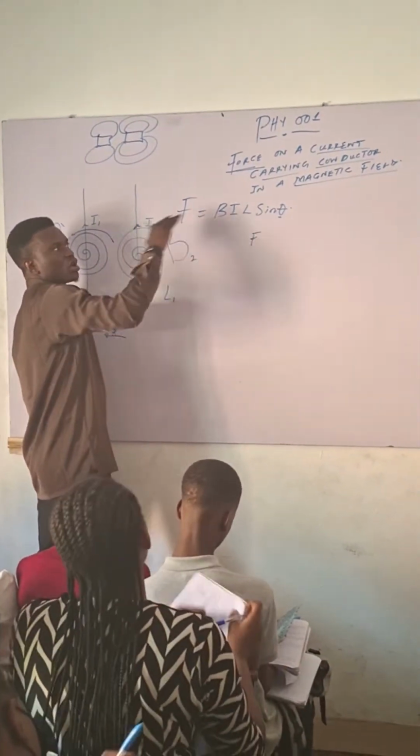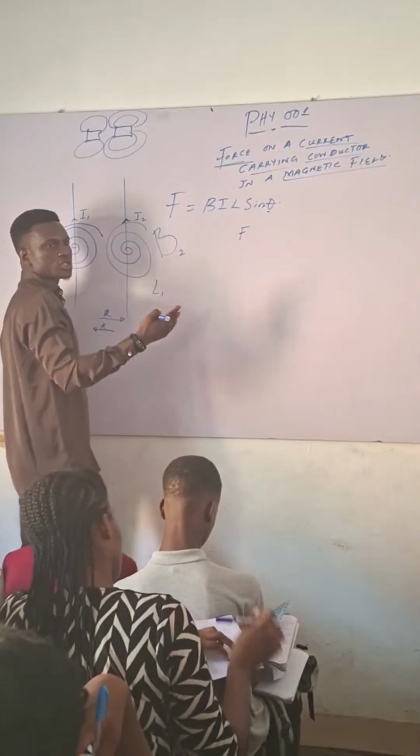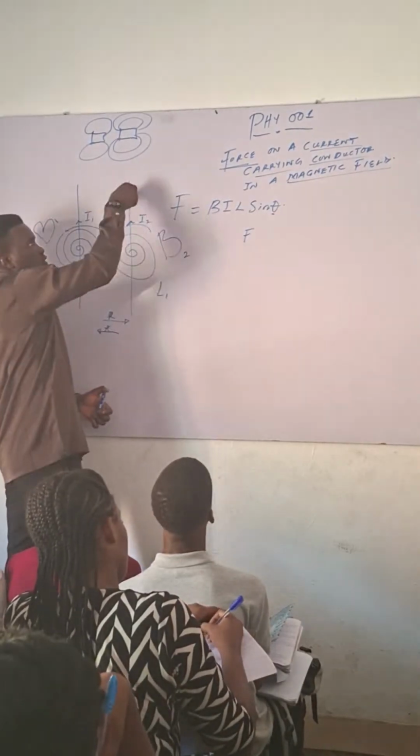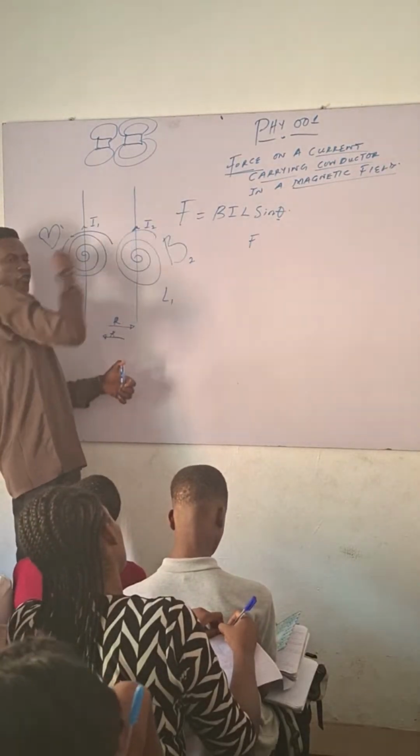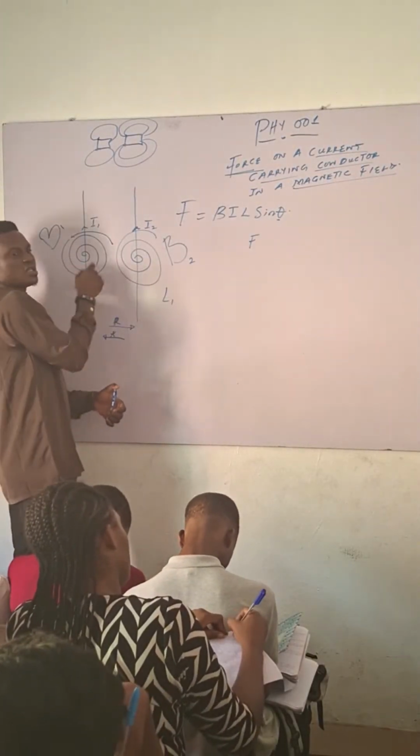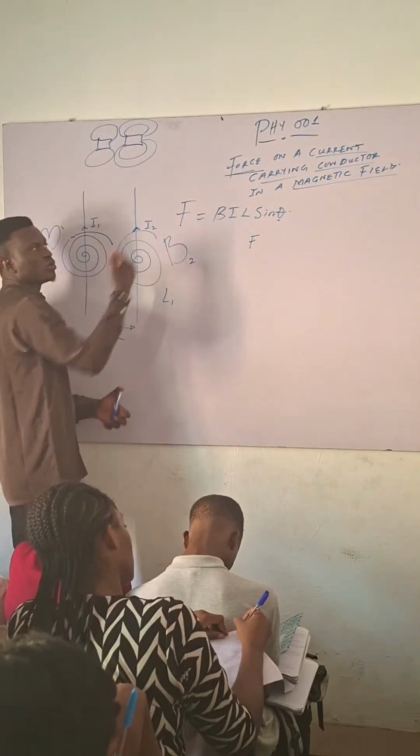So don't look at the topic that is very long and you'll be confused. We are just saying that this wire now is placed in a field of this wire. Then this wire will experience a force as a result of being placed in the field of this wire. And that is what we want to study.